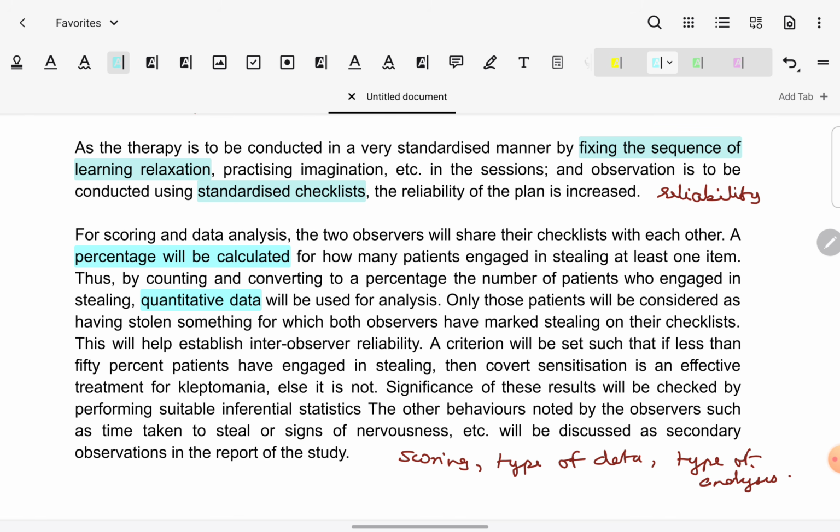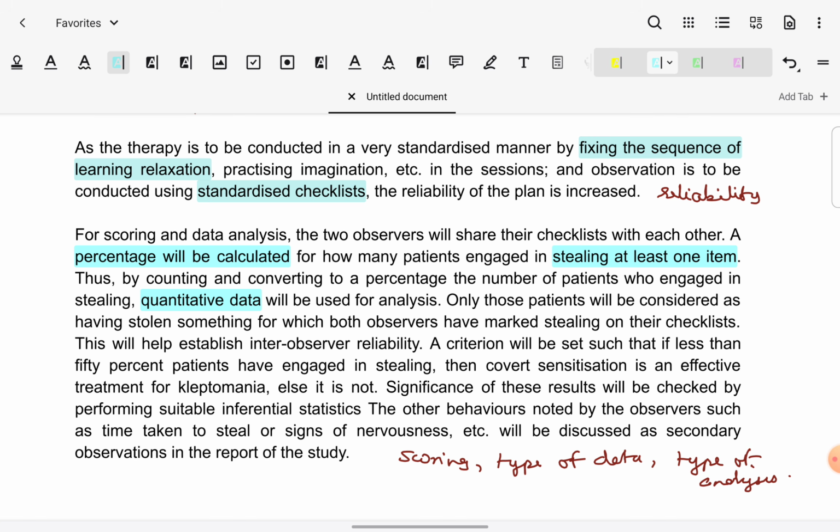So I have observed a lot of things while in the supermarket, but mainly I'm focusing on the stealing behavior. Stealing at least one item I have taken as the criterion for deciding whether covert sensitization is effective or not. That is, if the person steals at least one item, it goes to prove that it has not been effective. I have taken a strict criterion. So that I have indicated will be converted to quantitative data by calculating percentages.